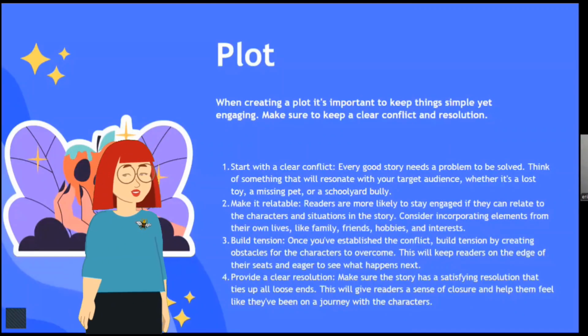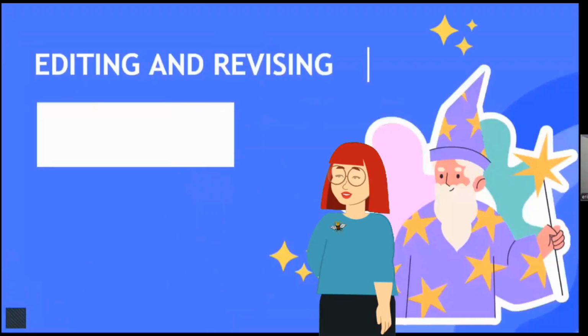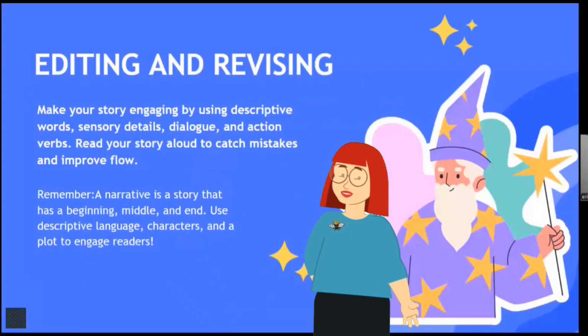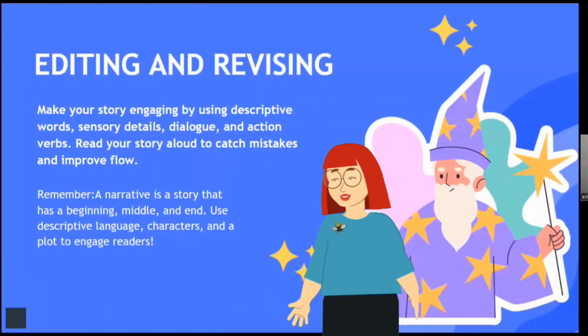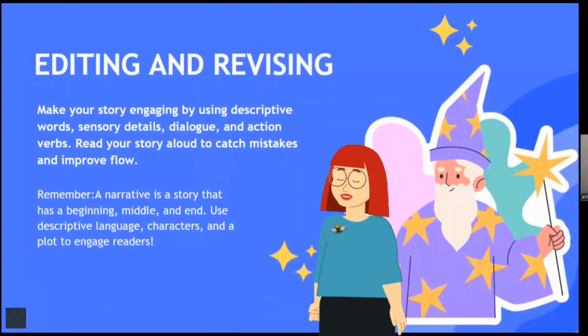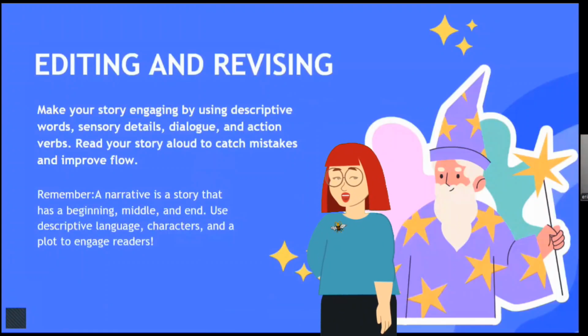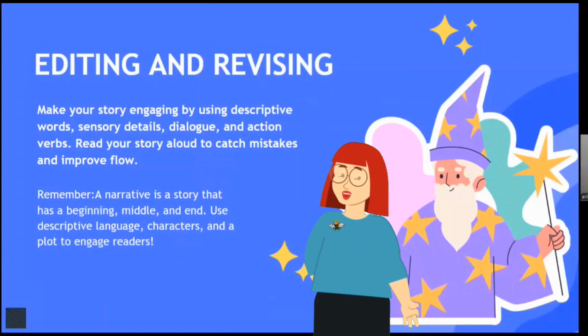And then the last but not the least is editing and revising. This is important to make your story engaging by using descriptive words, sensory details, dialogue, and action verbs. Read your story aloud to catch mistakes and improve flow. Remember, a narrative is a story that has a beginning, middle, and end. Use descriptive language, characters, and a plot to engage readers.